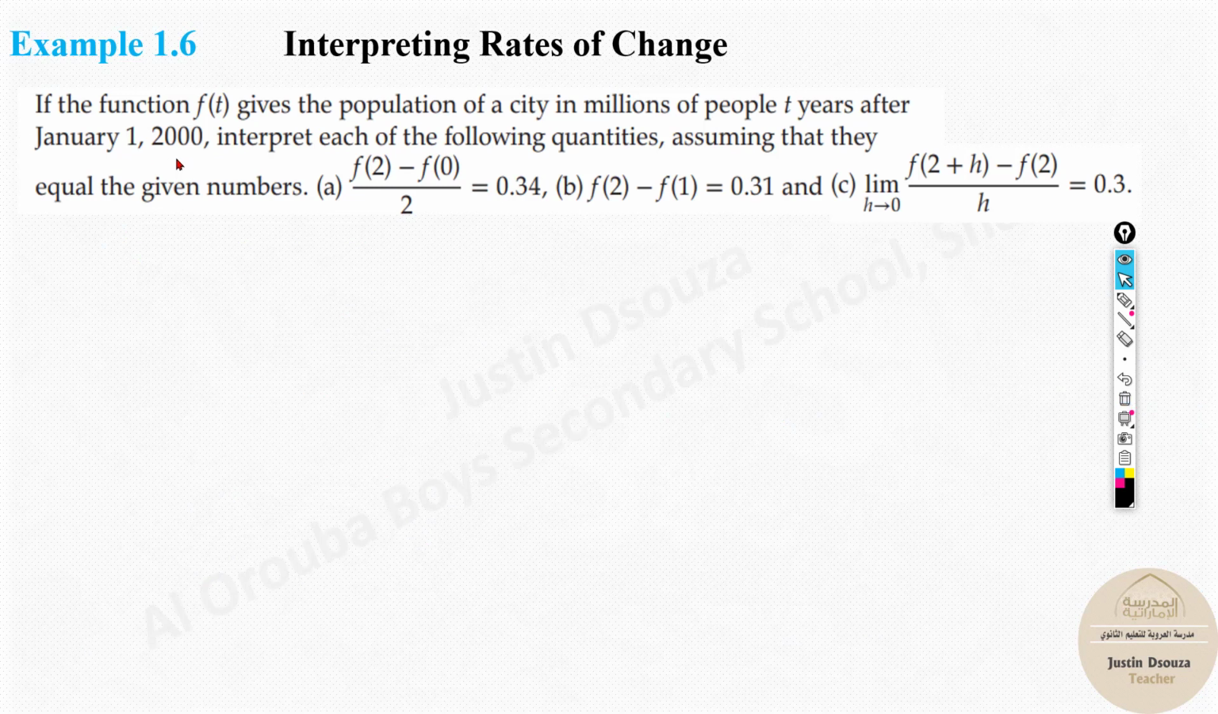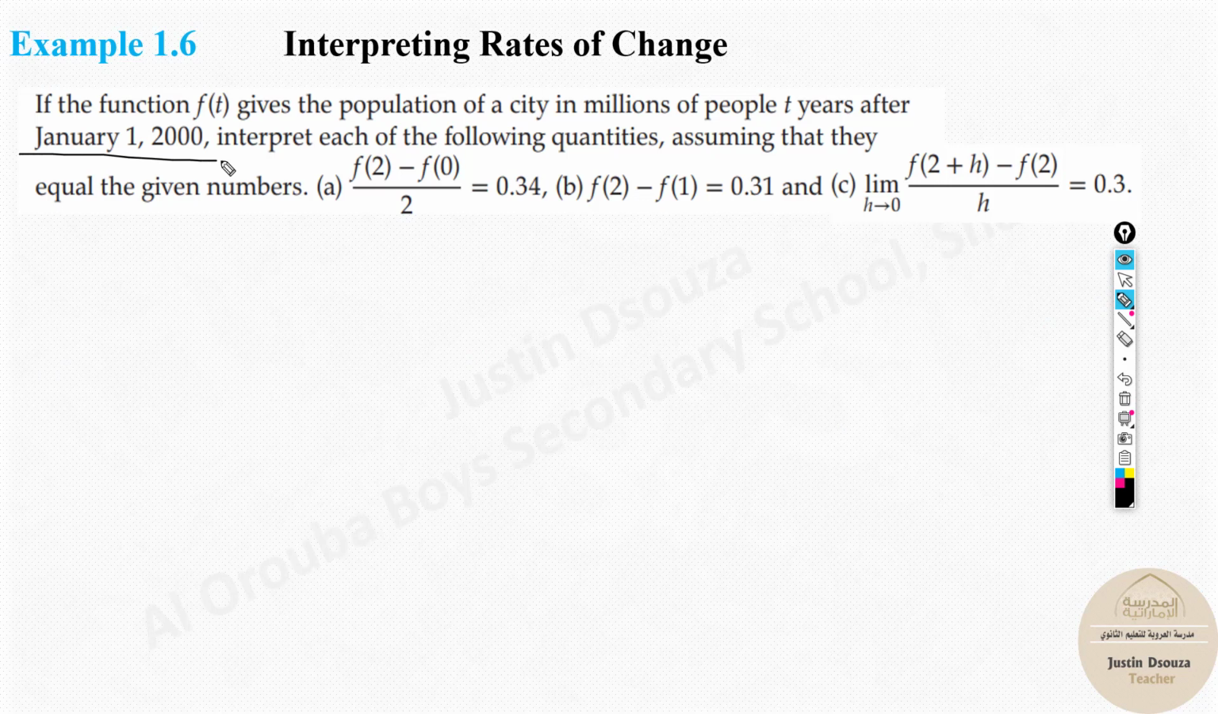Now we will see this one. If the function, interpreting rates of change, if the function f of t gives the population of a city in millions of people t years after January 1st, 2020, interpret each of the following quantities assuming that they equal the given numbers. Okay, you need to talk about each of them. So let's look at these.